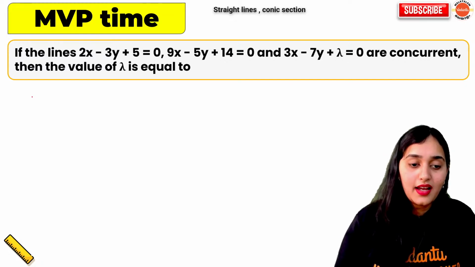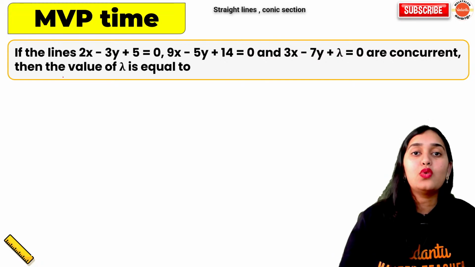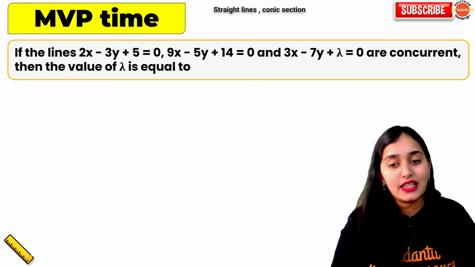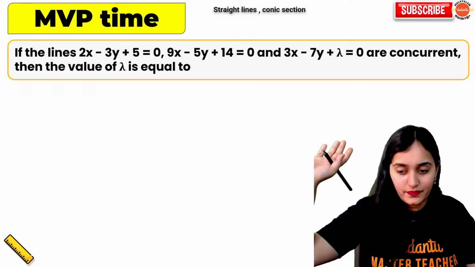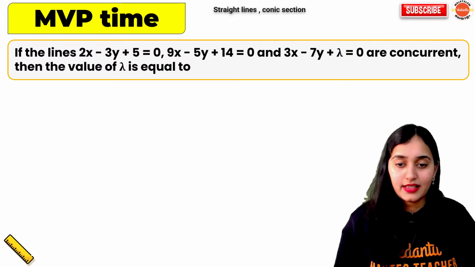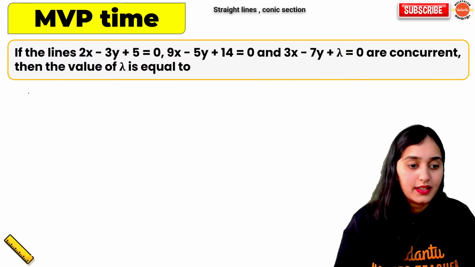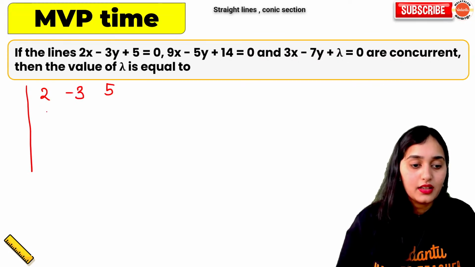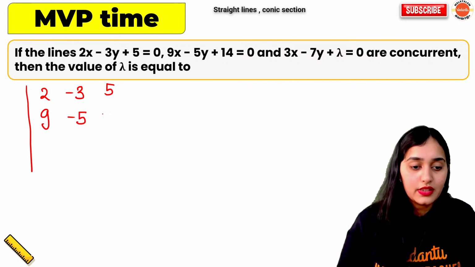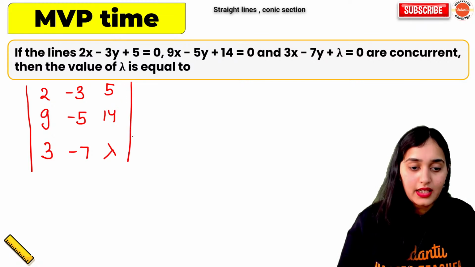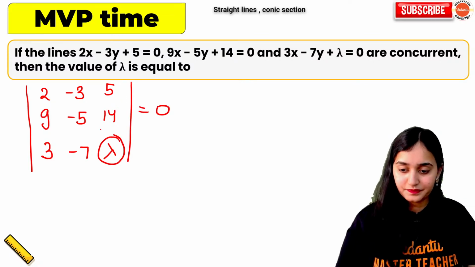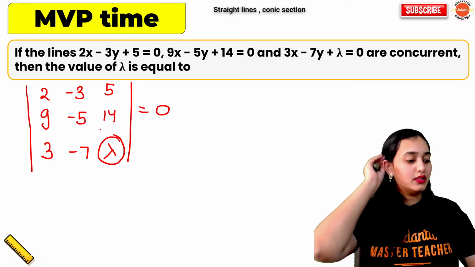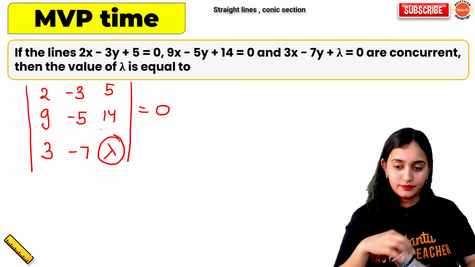What is the formula? A1, B1, C1, A2, B2, C2, A3, B3, C3, determinant equals 0. Put it quickly. Solve it. So, the determinant of A1, B1, C1, A2, B2, C2, A3, B3, C3 is equal to 0. So, what is lambda? Solve it quickly, I have written the formula also.